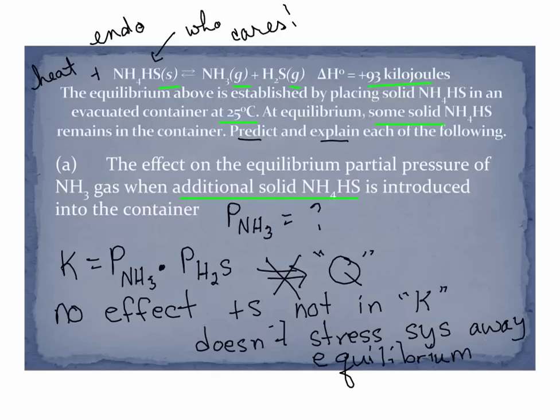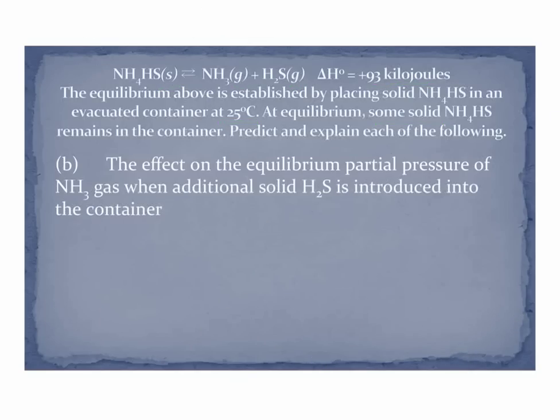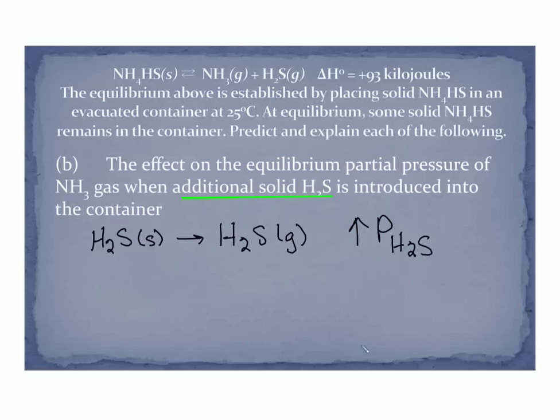Honestly, this is the second time I've made this video, because when I read the second one, it took me back. I thought, oh, do I have a typo? Because this time it says, what happens when additional solid H2S has been added? Now, if I add solid H2S under these conditions, it's hopefully clear to you that H2S prefers to be in the gaseous state at these temperatures and pressures. So the H2S solid will form gas, and what that will do is increase our partial pressure of H2S.